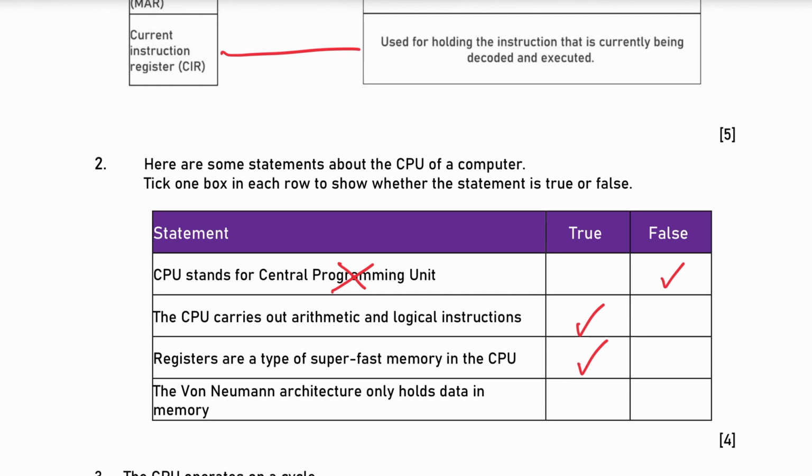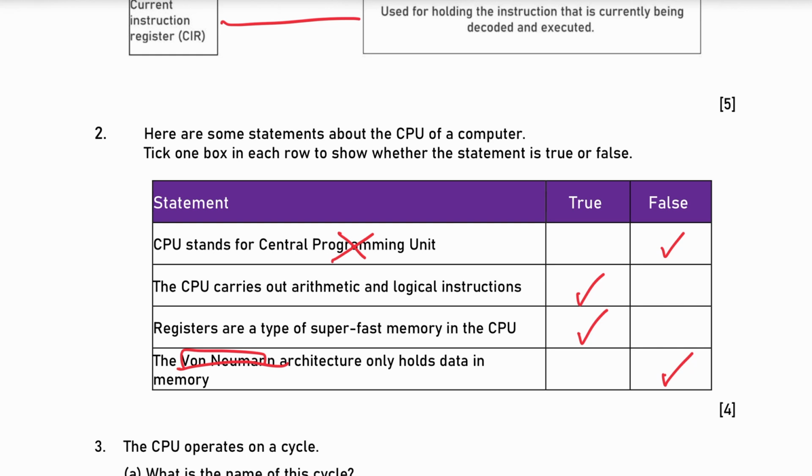That is also true. The von Neumann architecture only holds data in memory. We know that is false, because the von Neumann architecture implies that we have stored memory in the form of RAM and the registers within the CPU. So that last one's quite tricky, but go and look up the von Neumann architecture if you are struggling, which can be found in Unit 3, Lesson 1.